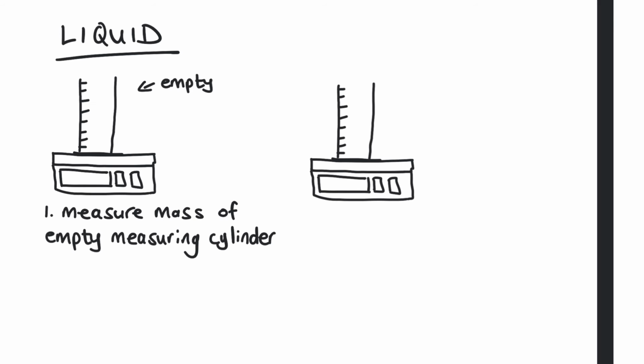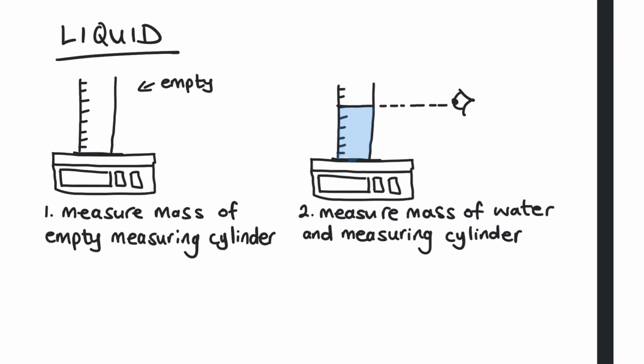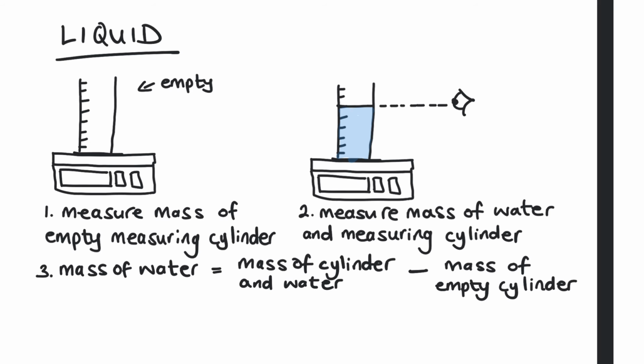Then we can fill the measuring cylinder up to a set amount and record the mass of the measuring cylinder and the water together. Now we're only interested in the mass of the water alone, so what we need to do is subtract the original value of the empty cylinder from the value of the cylinder and the water together, and that will give us just the mass of the water alone.